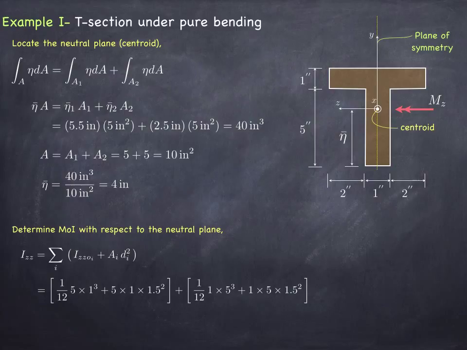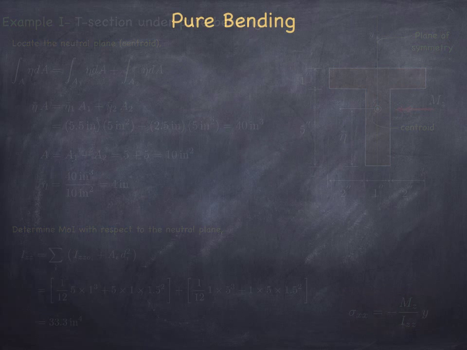You can repeat the process for the web itself, and you're going to obtain those numbers, and if you add them all up, you find out that the IZZ for the entire cross-section is 33.3 inches to the fourth, and the units here are correct. Length to the power 4 is the correct unit for a second moment of area. Now that we know IZZ, we can utilize the formula and obtain any kind of stress value at any height or at any elevation along the length of the cross section.